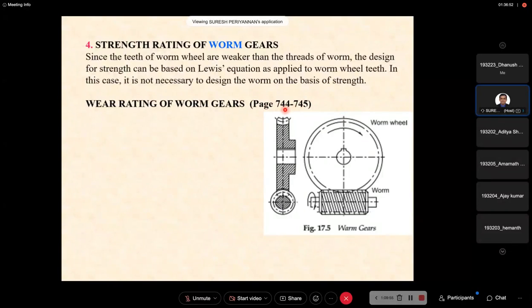Later I will mention the other pages also. You refer to that, you can get clarity. But mostly concentrate up to spur gear, which is very important. Helical gears are also important, but the bevel gears are just for you to practice on your own.